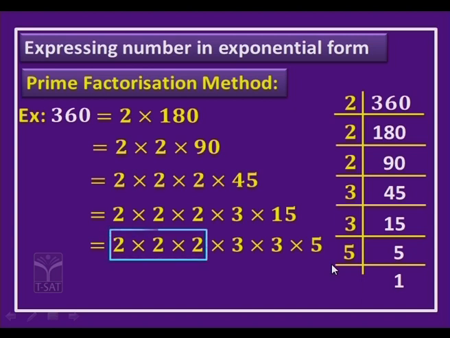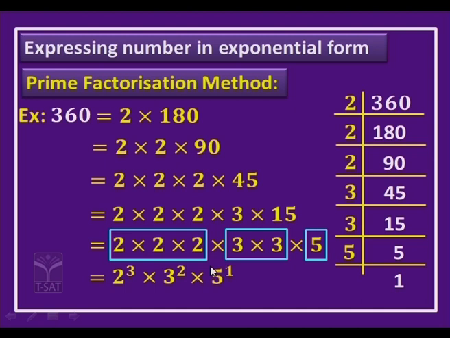Now, take a look at this, children. Yes. How many 2's are there? There are 3 2's. That means, 2 into 2 into 2 can be written as 2 to the power of 3. Right, children? Then, if you notice, how many 3's are there, children? Yes, there are 2 3's. That is 3 into 3. So, we can write it as 3 square. And at last, we have only 1 5. So, we write 5 to the power of 1.